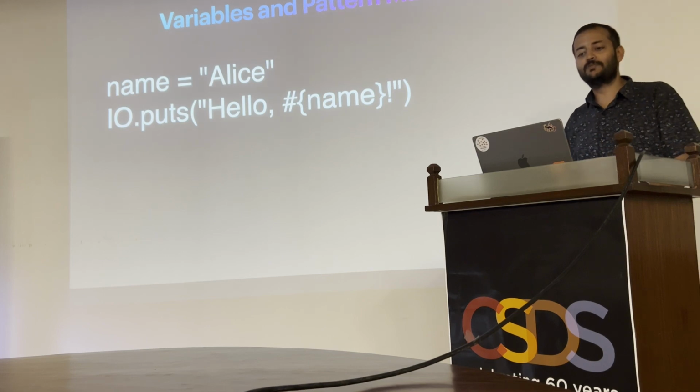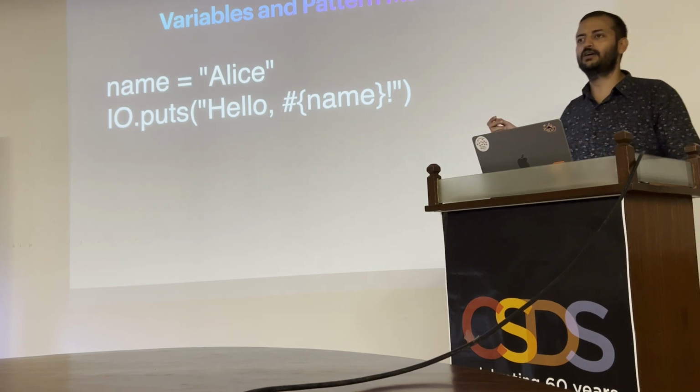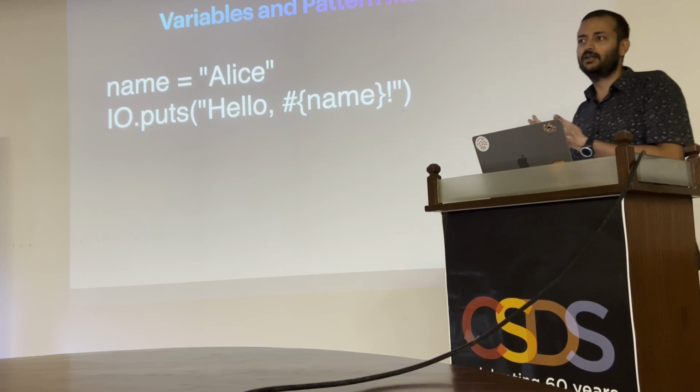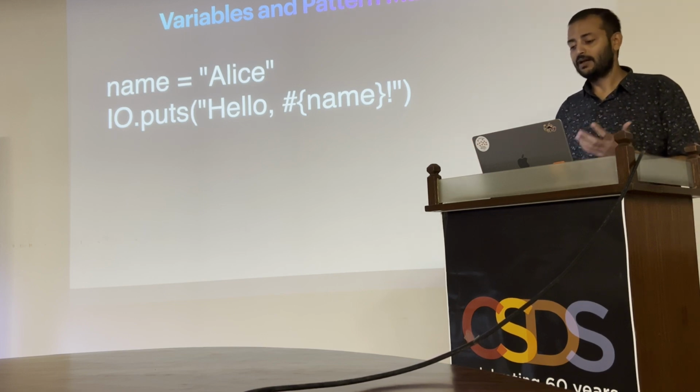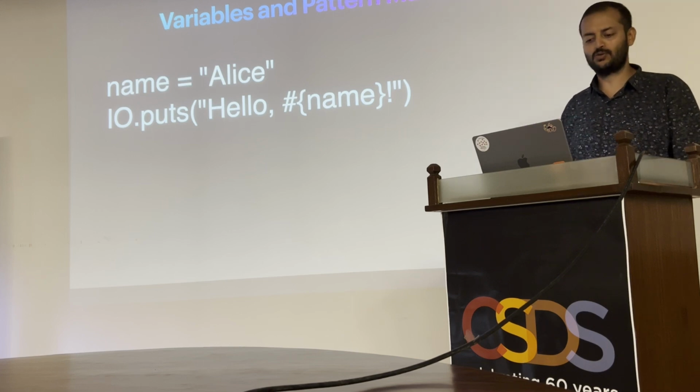We have variables and pattern matching, as you can see here. That's something that we would do. This would be equivalent to the f-string method of Python, and that is how we are able to do variables. And we will dive into other examples of pattern matching in more detail in the next one or two slides.